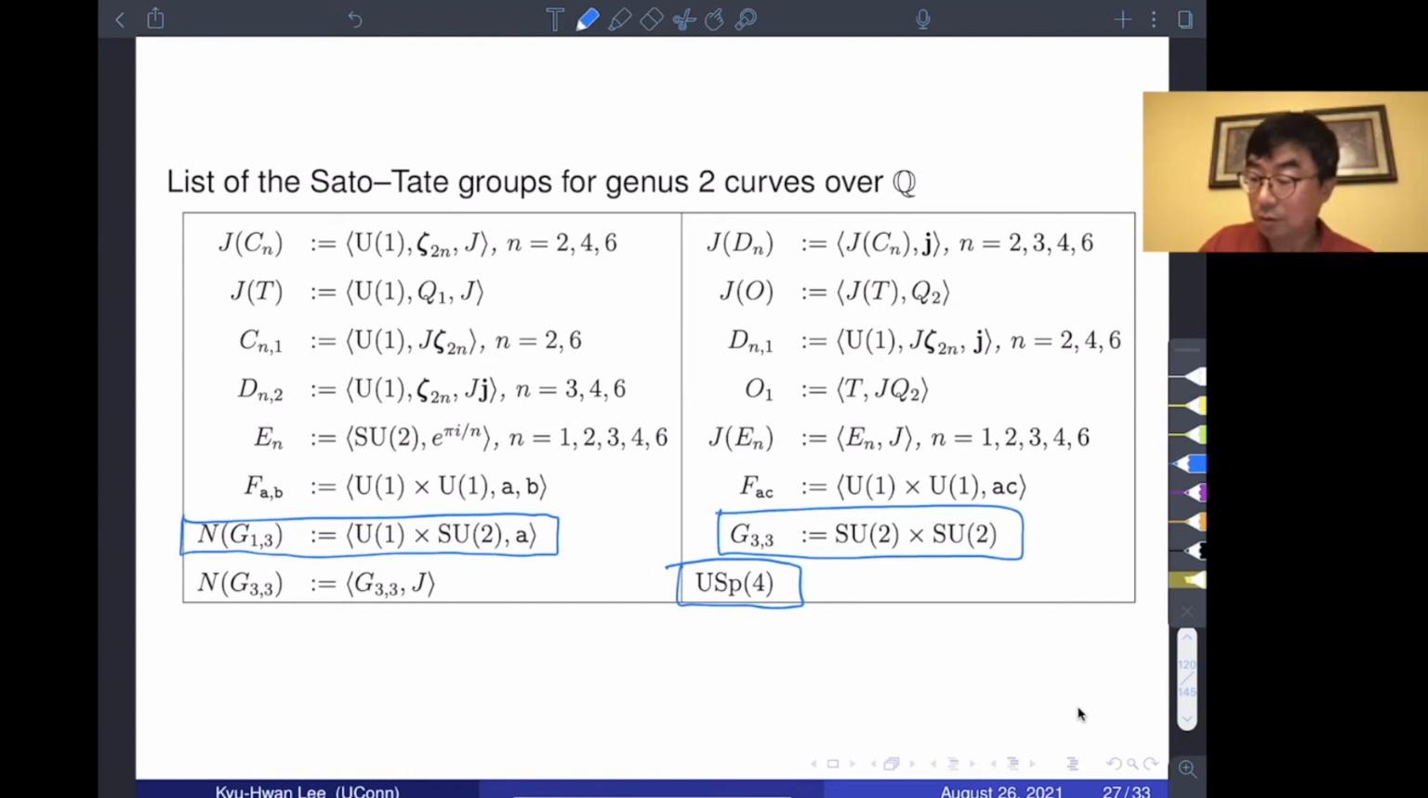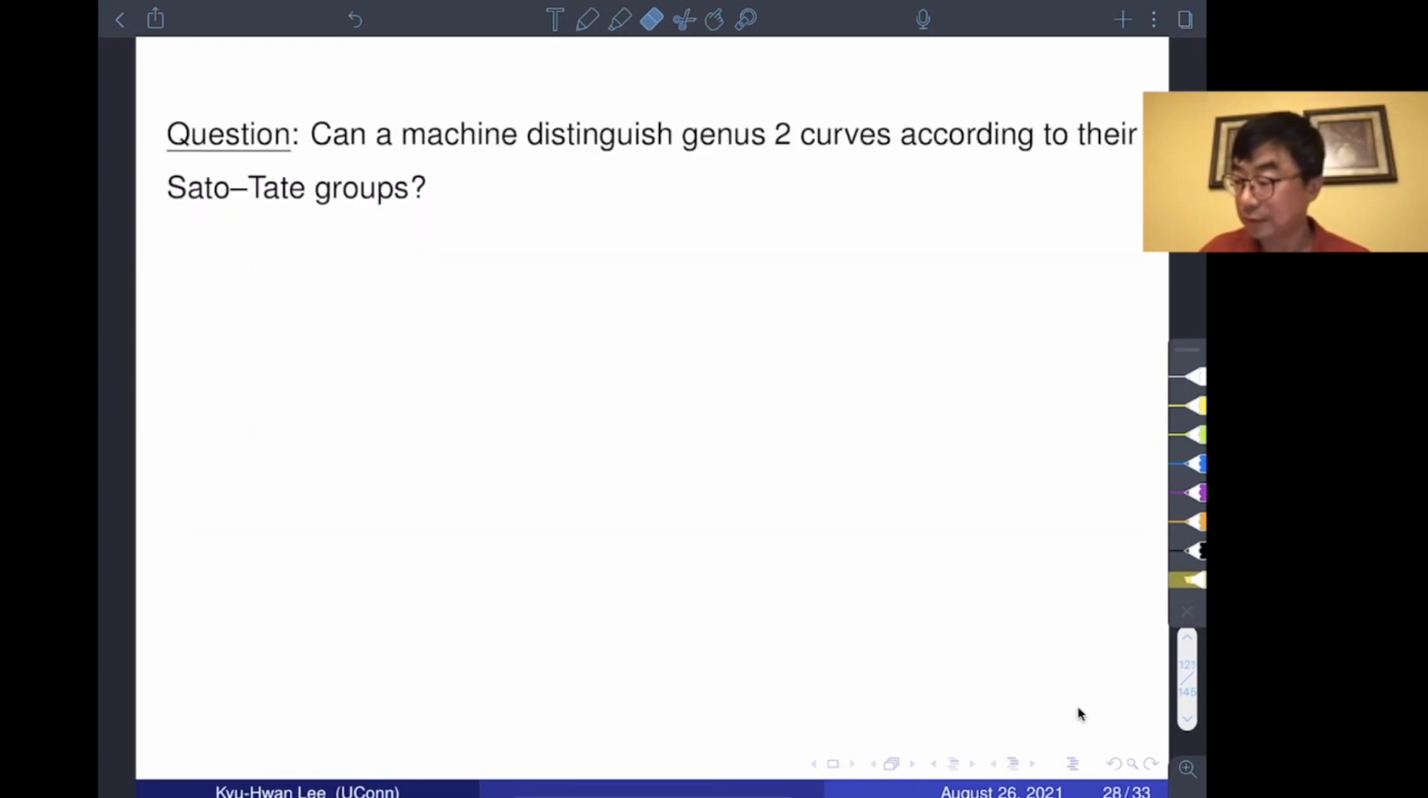The U(1) times SU(2). And then because this is a normalizer, there is a certain matrix. And then we are considering the group generated by these. And then the normalizer of this group, SU(2) times SU(2). So there are other groups. These are the list of the Sato-Tate groups for genus 2 curves.